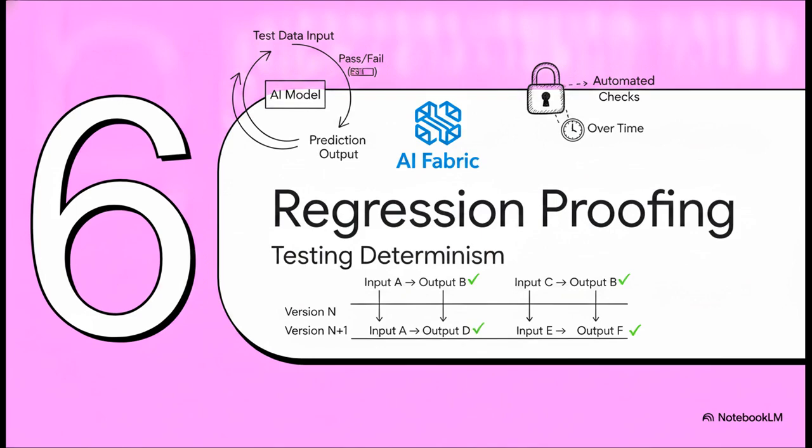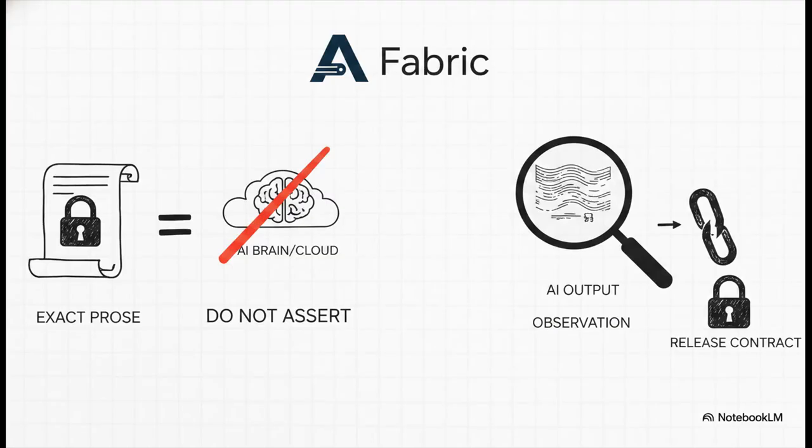Section 6. Regression proofing and testing. Let's talk about locking all this down. Because large language models inherently change their responses all the time, you should absolutely never assert exact generated prose in your automated tests. Running an optional real provider check? Sure. That can reveal model behavior changes, which is great for observation. But remember, it is strictly an observation. It is not your release contract.